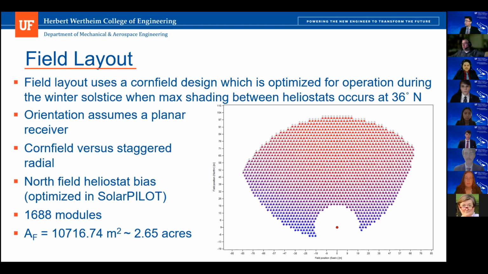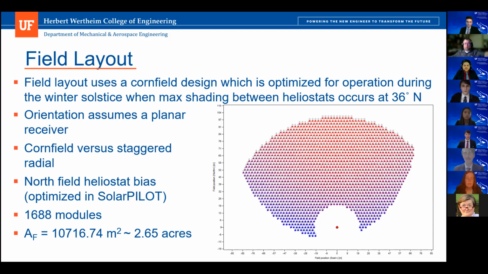So the reflector locations in the current orientation were, again, based on the most efficient. As we narrowed it down to 1,688, more were taken out of the east and western fields of the heliostat array. So the furthest heliostat is 100 meters away, while the closest module is 20 meters away.